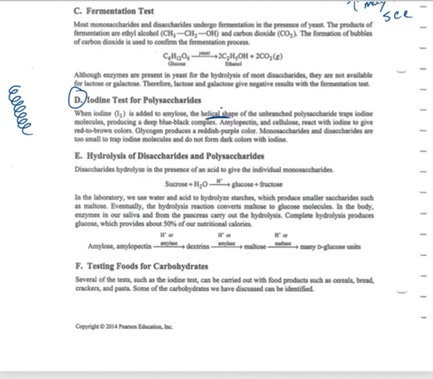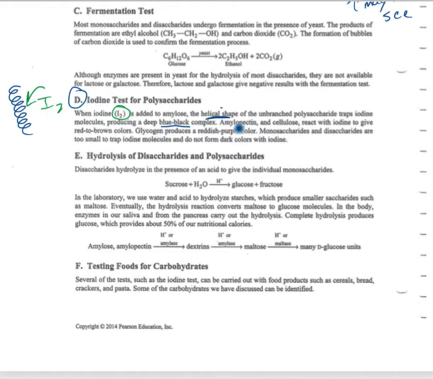And what happens is that the iodine gets trapped, forms a complex between itself and the starch molecule. And when it does that, it generates a very unique looking blue-black solution. And it's obvious. You'll see it in the videos. It's a very fast reaction.